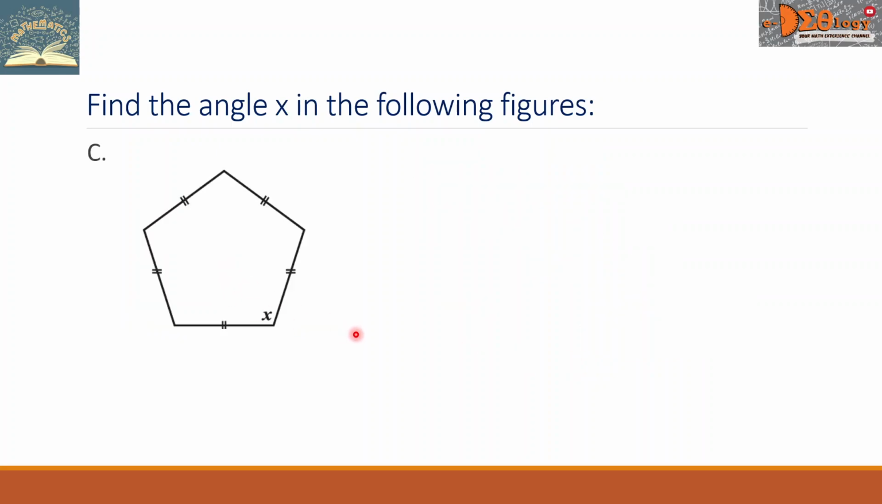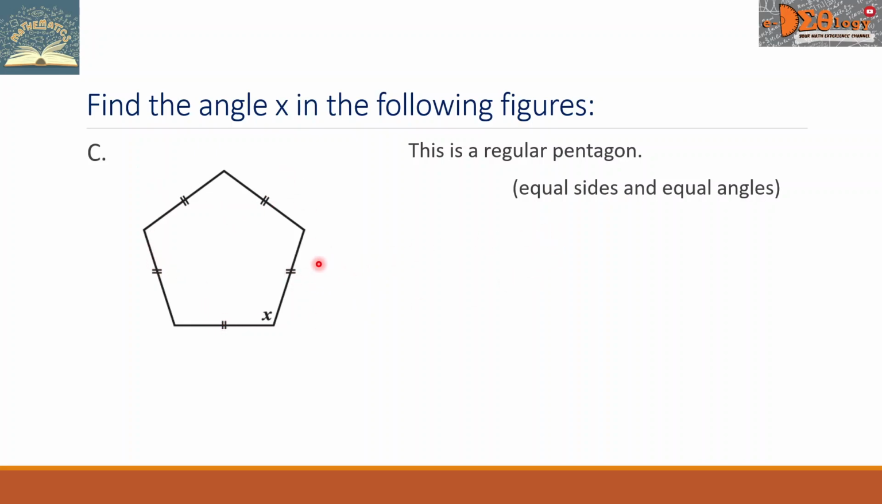Figure C. This is a regular pentagon. By the symbol that we see here, we say that the sides are equal and the angles are equal. We know that the sum of all angles equals 540 degrees. We set this angle to be x. That means all the angles are x. So we can write 5x equals 540 degrees.